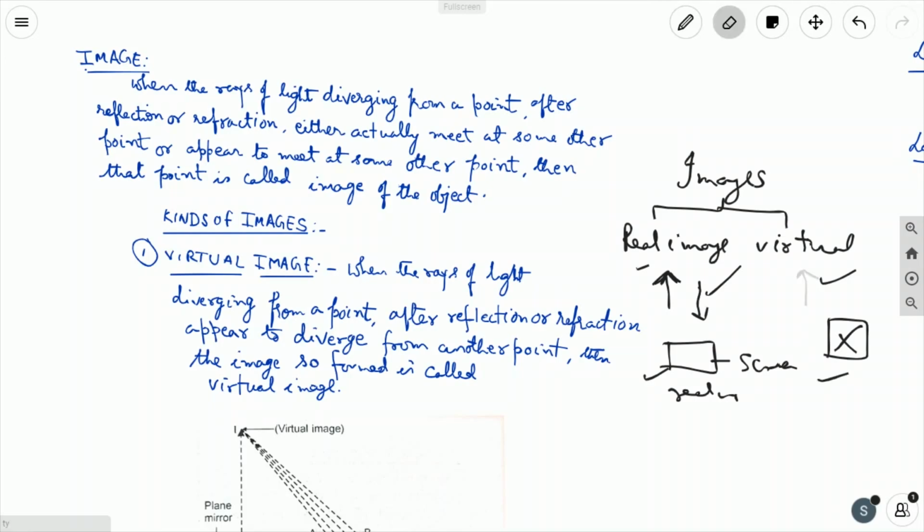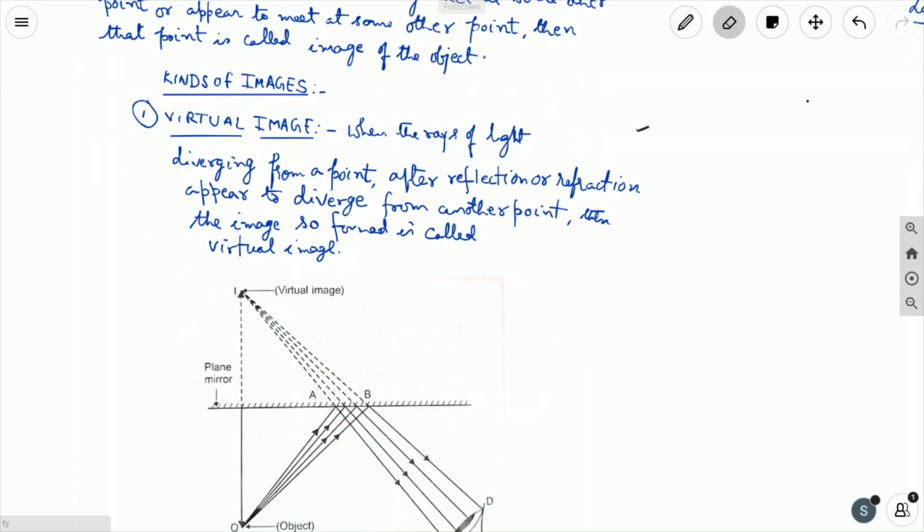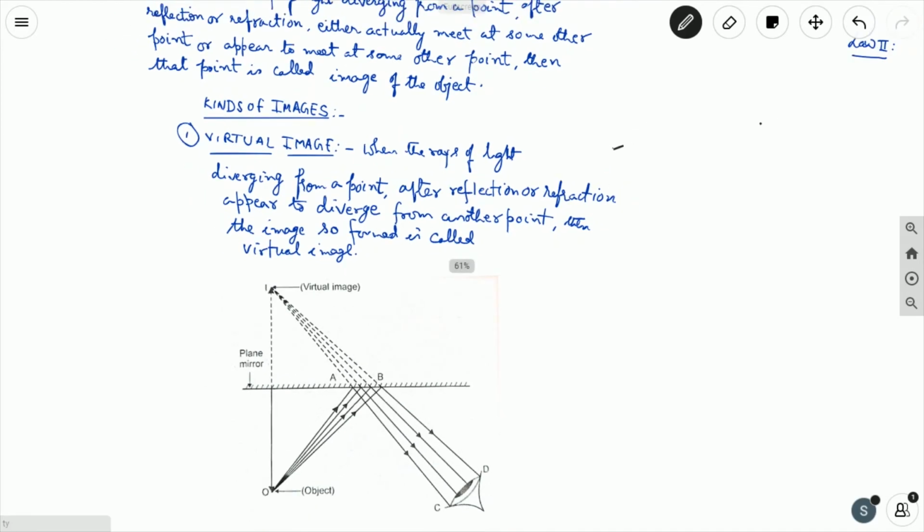After that, let's see how the virtual image is formed. First of all we'll go to the virtual image. When the rays of light diverging from a point, after reflection or refraction, appear to diverge from another point, then the image so formed is called the virtual image. Here the rays of light are coming from the point O. These are the incident rays, and after striking a plane mirror, they will be reflected back.